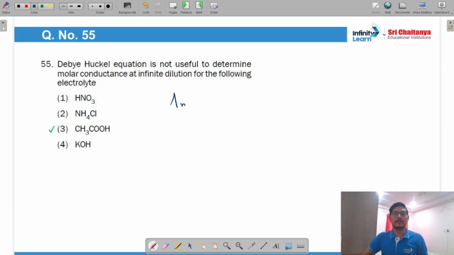The Debye-Hückel equation, lambda m is equal to lambda infinity m minus a under root c, is applicable to strong electrolytes, not to weak electrolytes. So acetic acid is a weak electrolyte, it will not be valid.